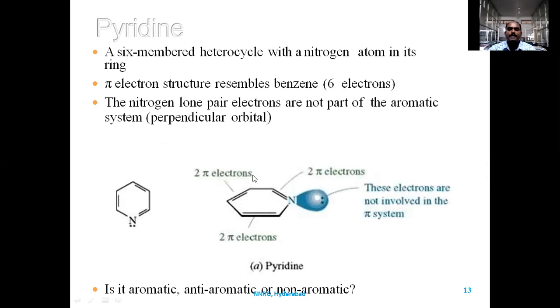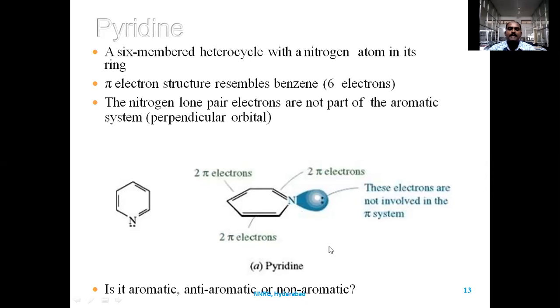So 5 carbons, 5 pi electrons, and nitrogen, which is a p orbital perpendicular to the plane of the structure, they are contributing 1 electron each to the pi system. Whereas the lone pair of electrons on nitrogen are away from the pi system. The orbital is perpendicular to the pi system, and so they are not involved in delocalization.